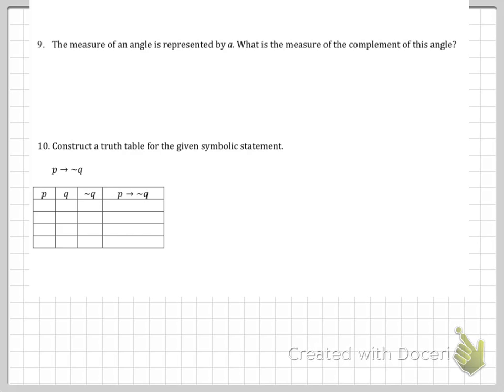Let's look at number 9 here. The measure of an angle is represented by A, what is the measure of its complement? You see, complement means the angles add up to 90. The fact that we have one angle A, then what should be added to A to get 90? The answer is 90 minus A. Simple as that.